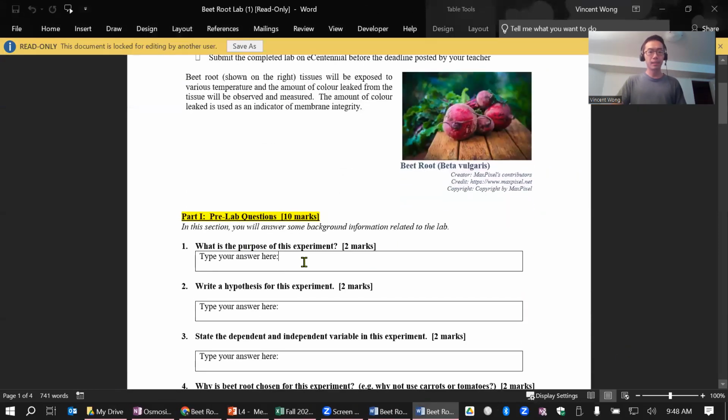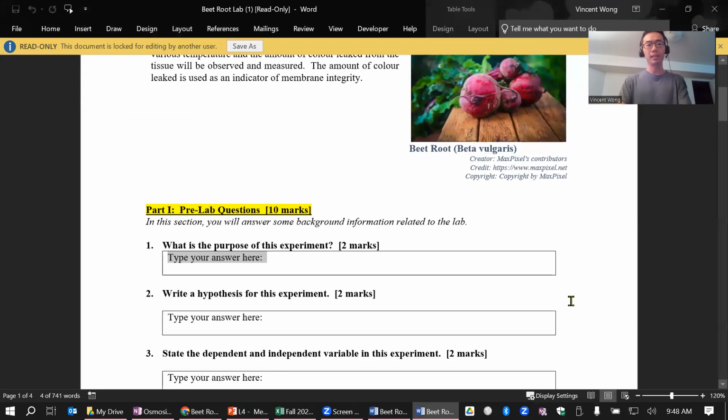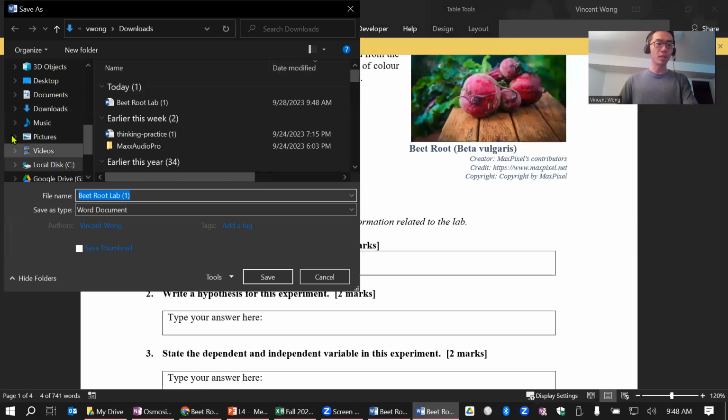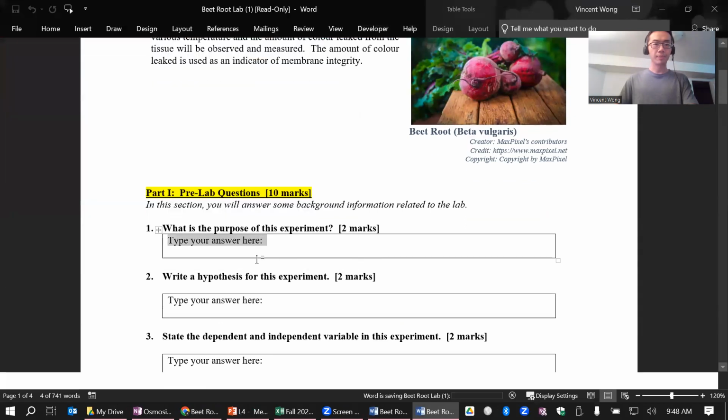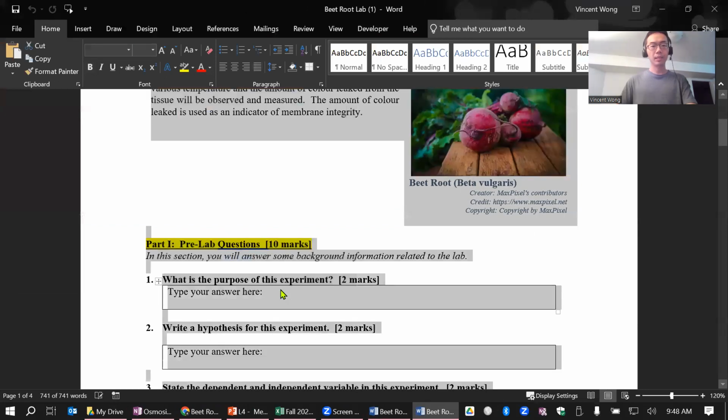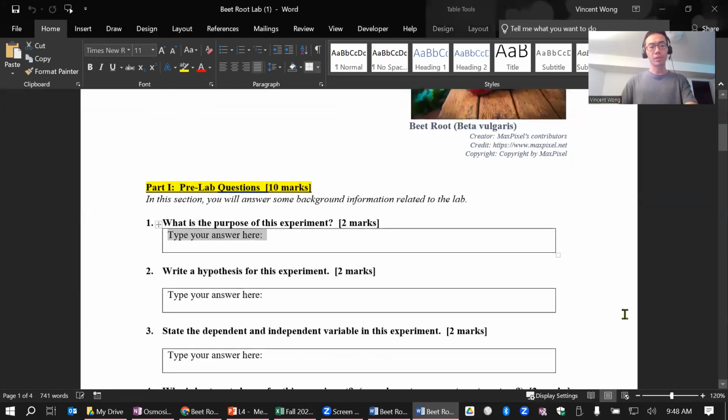And then it says, what is the purpose of this experiment? I just told you what the purpose is, right? So you will type it in. The purpose, I don't know why it is not letting me, it should let you type. Let me try it one more time here. There we go.